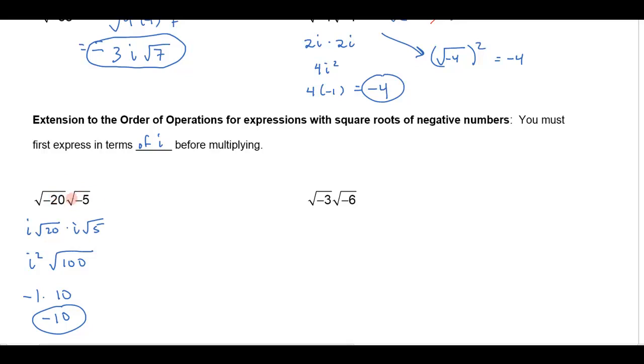And notice that would have been different if I would have not brought the i out, right? If I just put them under the same radical, I'd get the square root of a positive 100, which is positive 10, and that wouldn't be the correct answer. This is the correct answer.